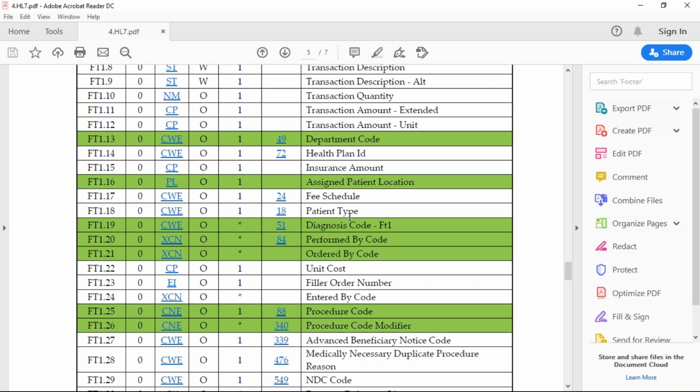Next we have FT119. FT119 is diagnosis code related information. So once something is diagnosed for the patient, it will be sent in FT119. The diagnosis codes that are used to identify the patient condition will be sent in FT119 so that PM can understand what the patient has been diagnosed with and all.